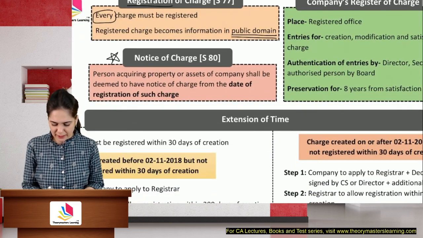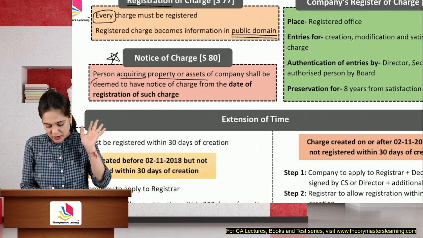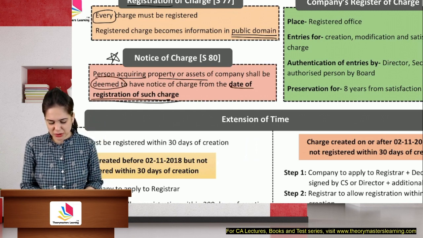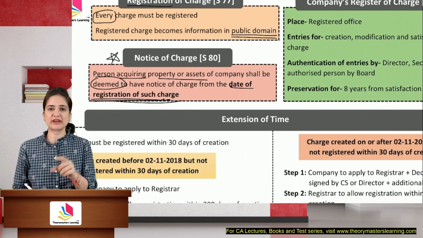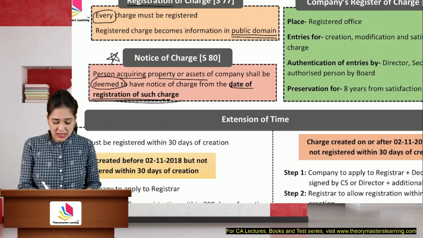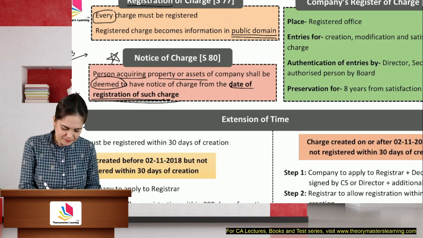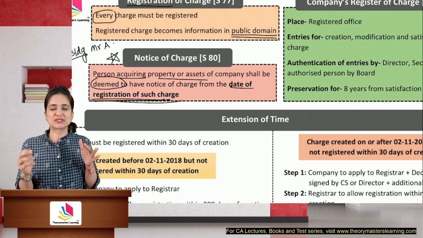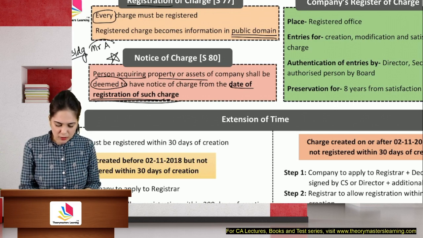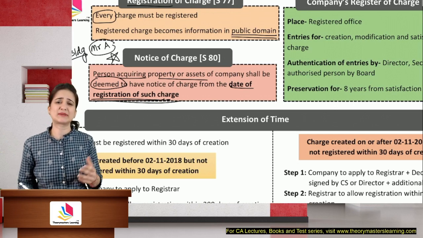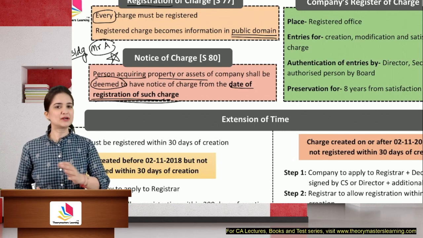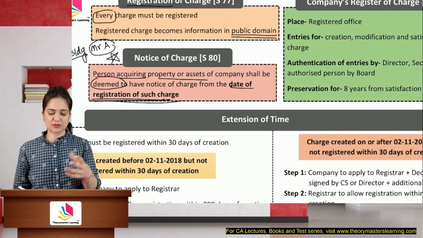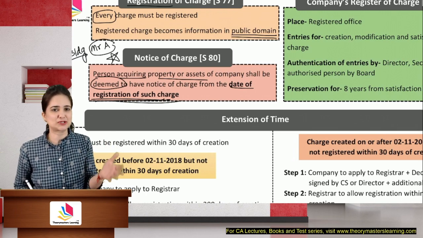Every person acquiring property or assets of the company shall be deemed to have notice of the charge from the date of registration of such charge. So in case you are buying any asset, we will assume that you are aware whether the asset is charged or it is free. Let's say that a company sold a building to Mr. A. The building was already charged. Okay, it was subject to a charge. Now Mr. A bought the building. At the time of registration, he realized that the building is subject to a charge. Can he blame the company for not revealing that information? No. You are supposed to inquire whether that building is charged or not.